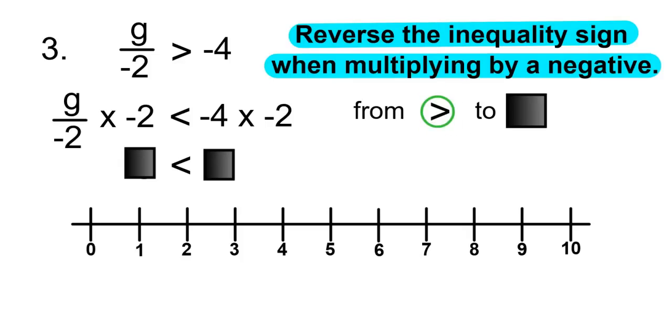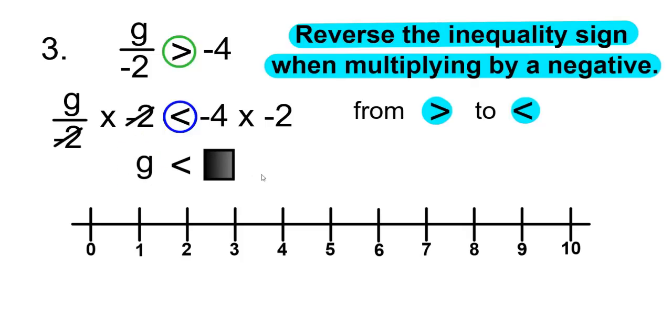So we go from greater than to less than. The divided by negative 2 and times by negative 2 cancel, leaving us with g. And negative 4 times negative 2 is 8. So g is less than 8.